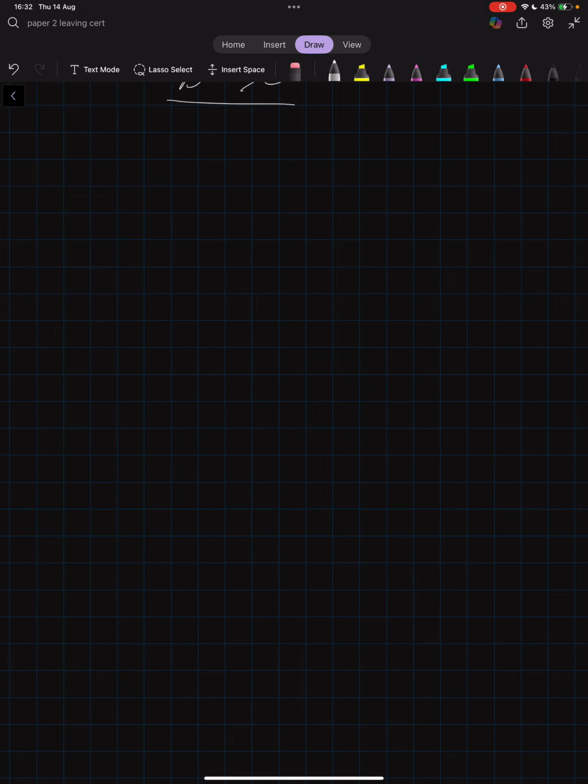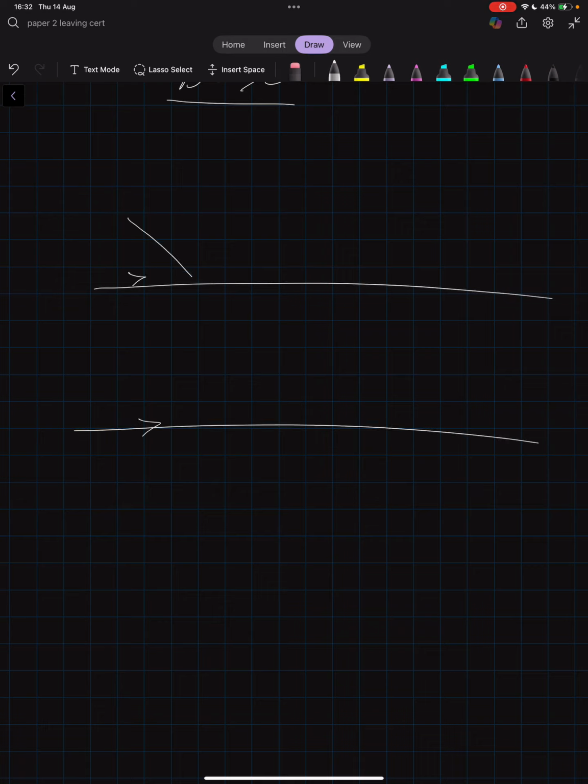So the next one that kind of looks a bit horrible is this one. It's two lines, both parallel. You have a line coming down here, which stops here. This is 25 degrees. You have a straight line coming here. This is B. This is 50. This is A. And then this is C.